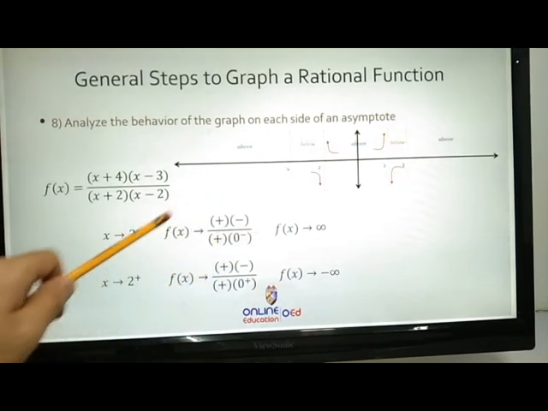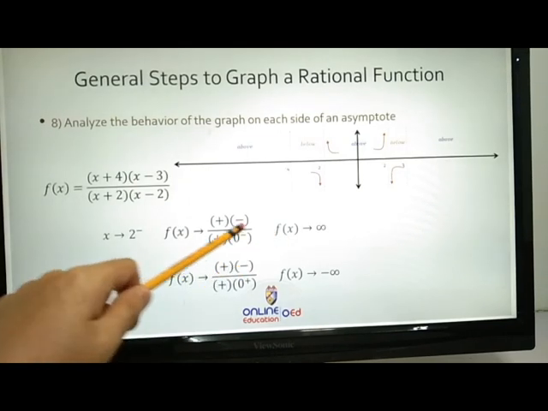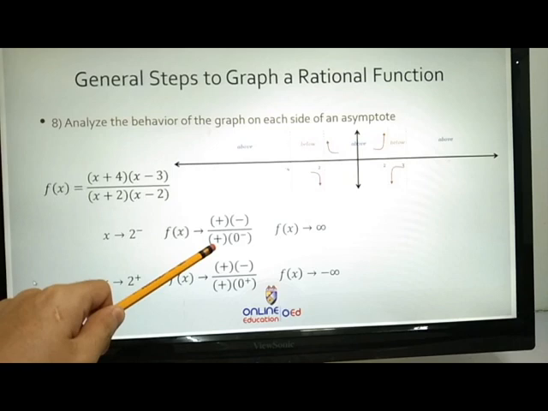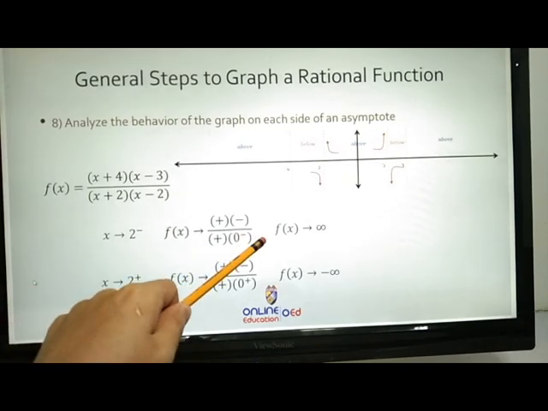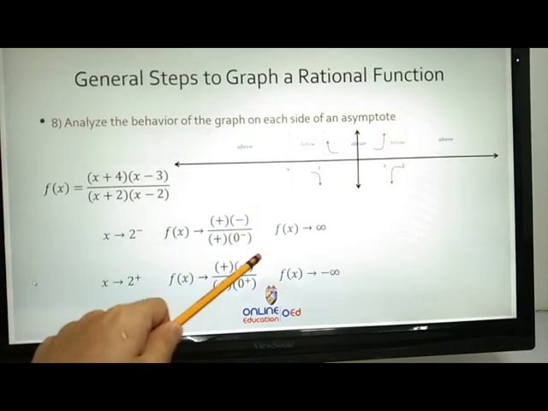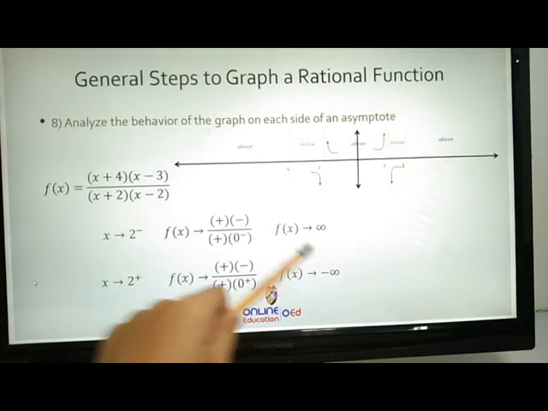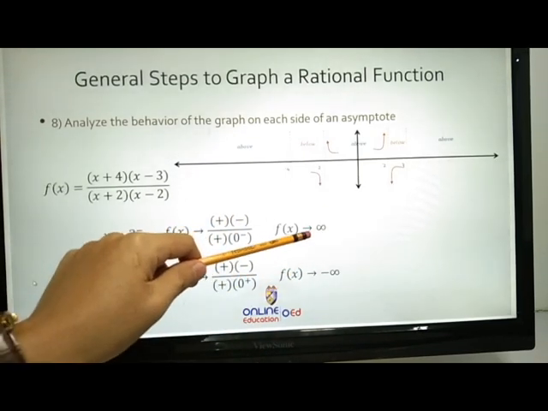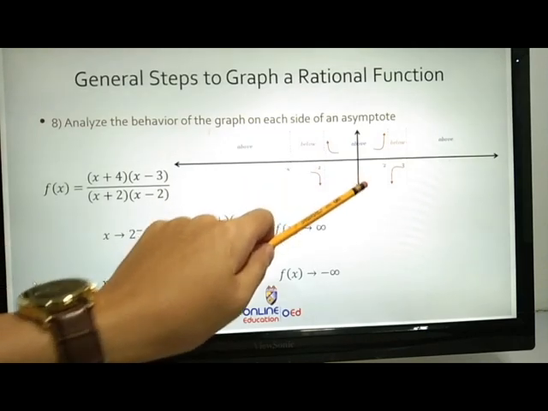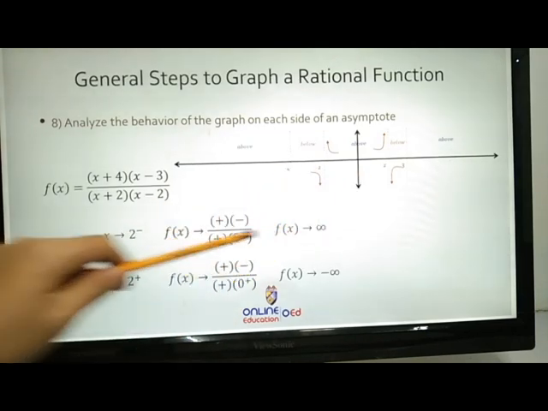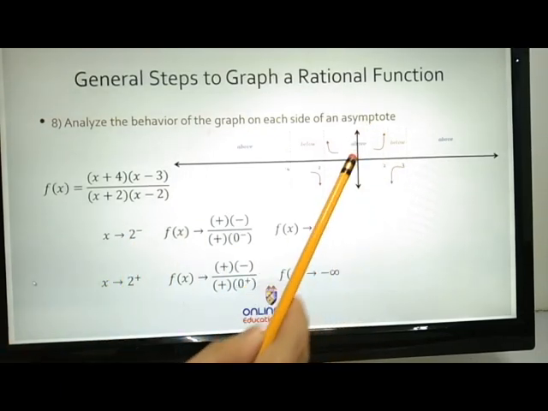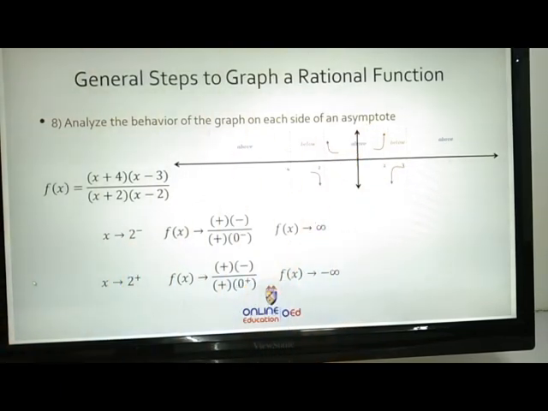Okay, so ang f of x natin is this is positive times negative is negative. Positive times negative is negative. And negative over negative is positive. Okay? So, positive infinity. So, pataas siya. Positive infinity. Going downward ang graph pero positive infinity.